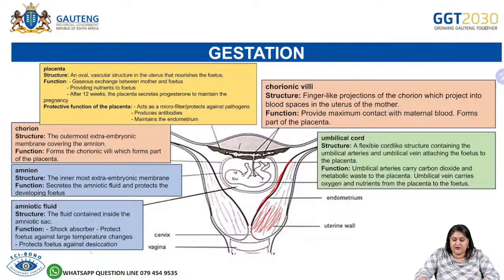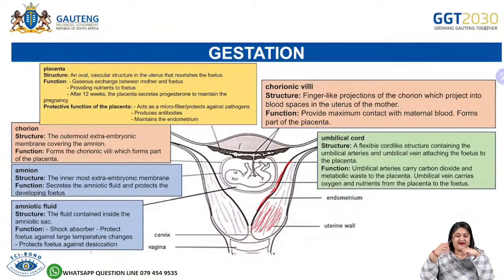Then we've got the umbilical cord. We spoke about that in detail, so you don't have to go through that again. Lastly, the placenta. Very important, you need to know all the functions of the placenta. Number one, gaseous exchange between the mother and the fetus, which we spoke about, providing nutrients to the fetus, which we spoke about, and after 12 weeks, the placenta is now going to secrete progesterone to maintain the pregnancy. Okay, so the corpus luteum is going to secrete progesterone until 12 weeks. After 12 weeks, the placenta is now going to secrete the progesterone.